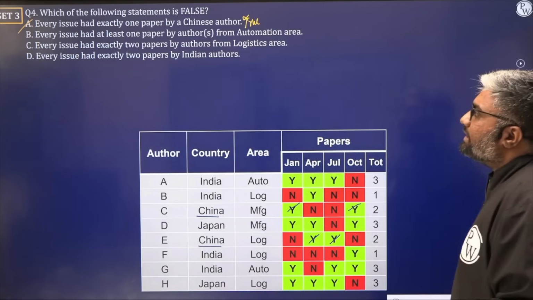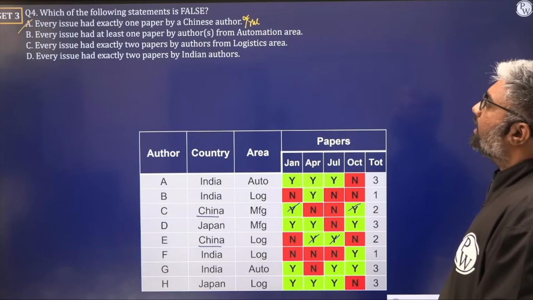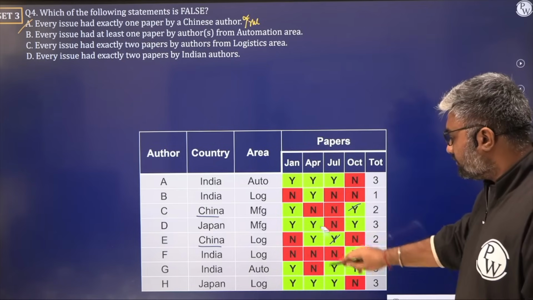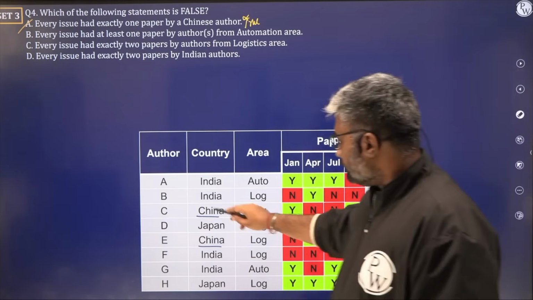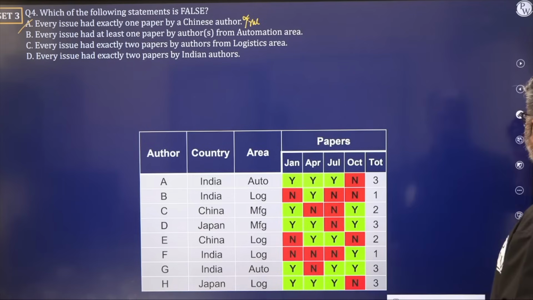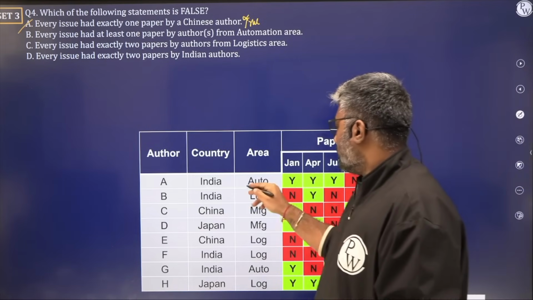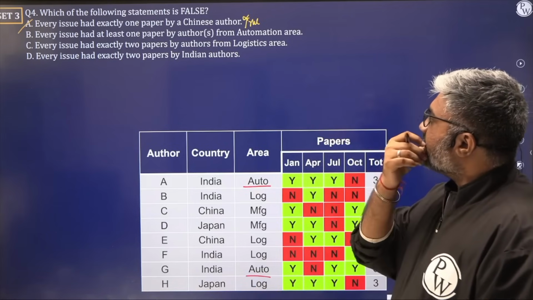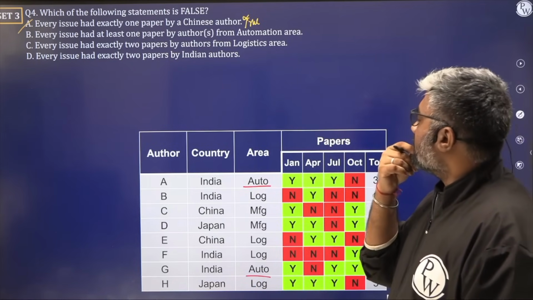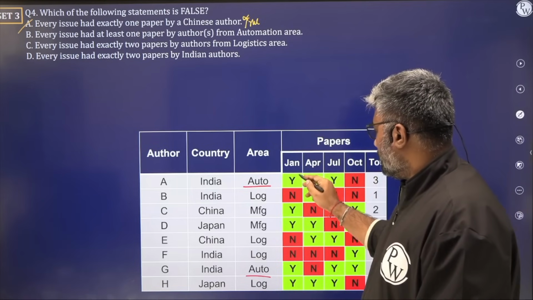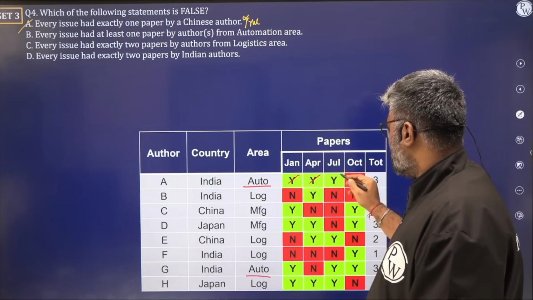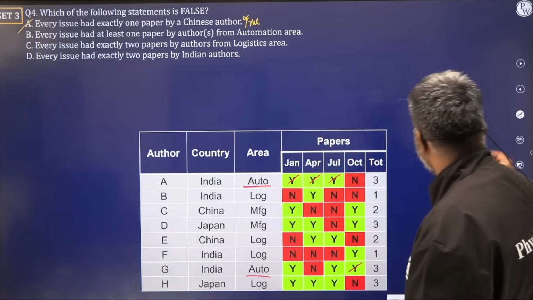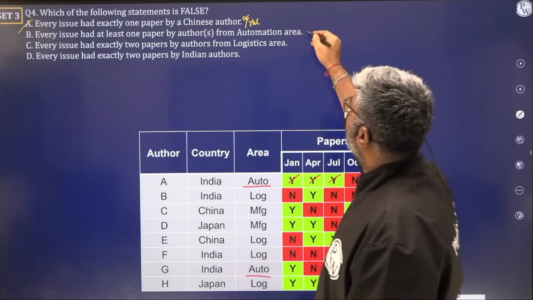Every issue had at least one paper by authors from automation. So let's focus on automation now. China is gone. Let's focus on automation. We have automation. We have automation. The Indians, right? Every issue had at least one paper from automation. We have one, yes. Do we have one? Yes. Do we have one? Yes. We don't have one here, but we have that one here. So got it. This is also true.